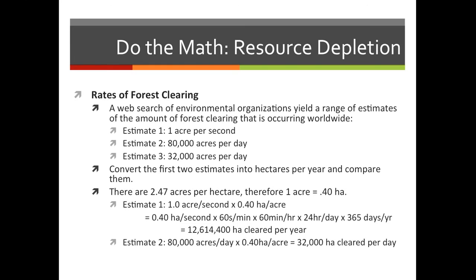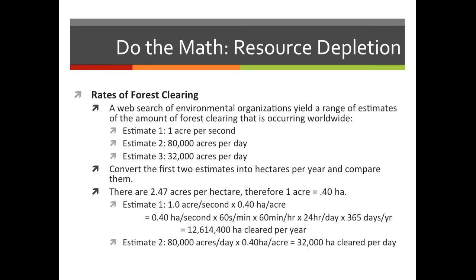But we don't want hectares per second, we want hectares per year. So we're going to multiply 0.40 hectares per second by 60 seconds per minute by 60 minutes per hour by 24 hours per day by 365 days per year. Everything is going to cancel out except for hectares and years, and you're going to be left with 12,614,400 hectares per year being cleared.